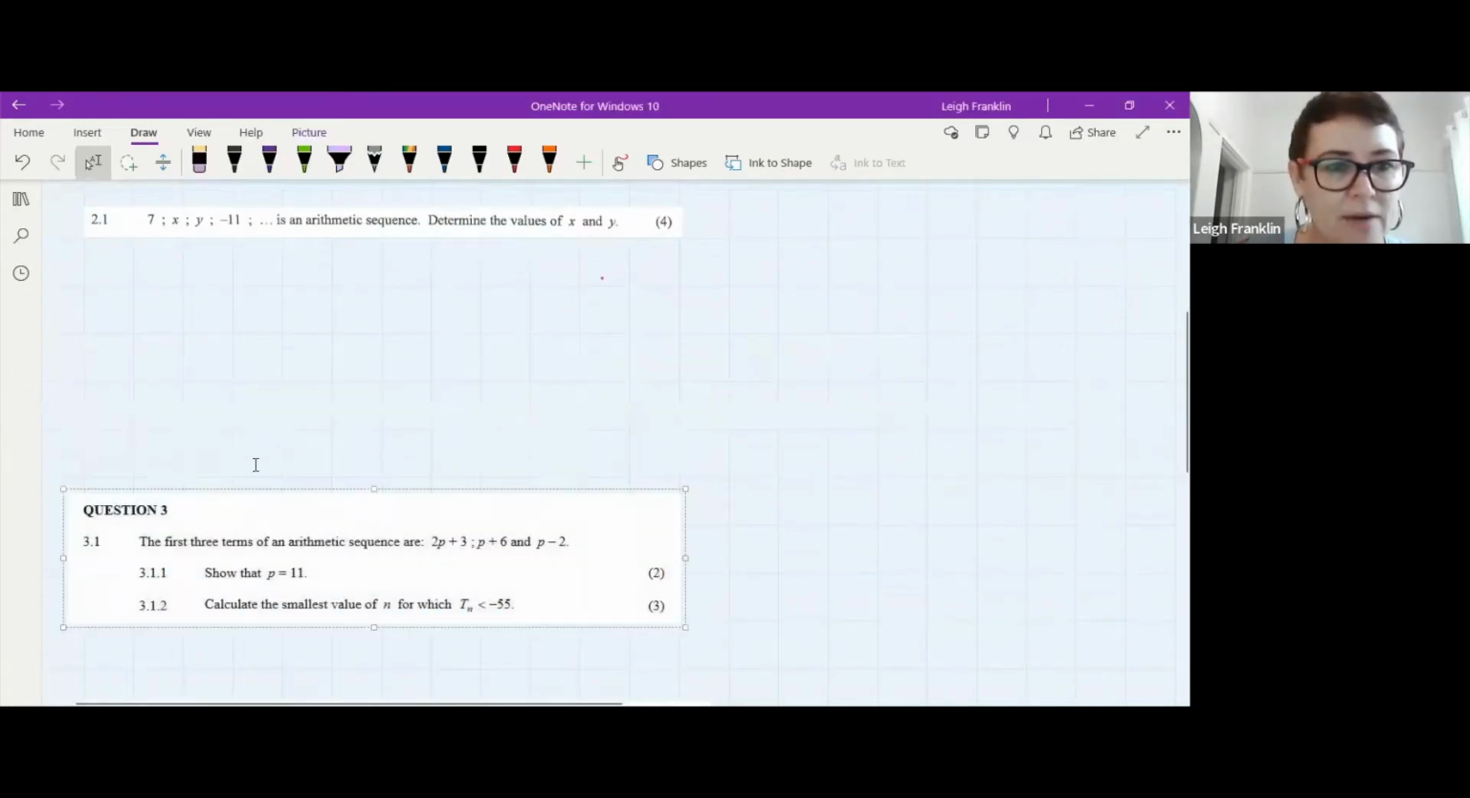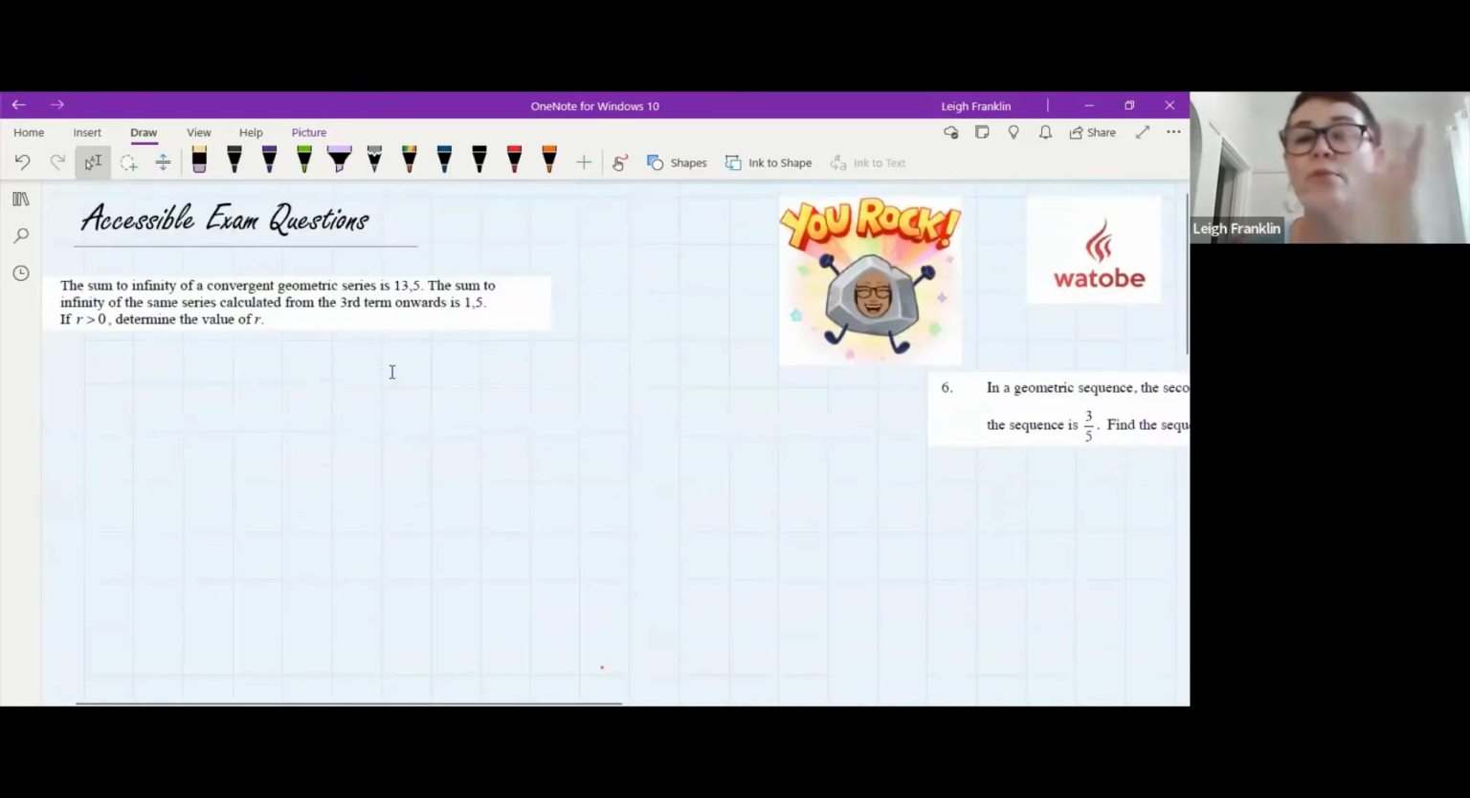Let me just move this down so that we've got a little bit more space to write. There we go. So both of them have to have an r in them. Now going back to some of the skills that we were practicing on Tuesday when we were together, I want you to tell me, using my formulae, how am I going to write that the sum to infinity is 13,5? Anyone got any ideas?